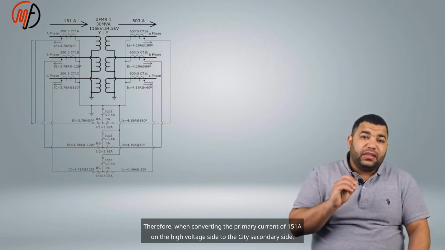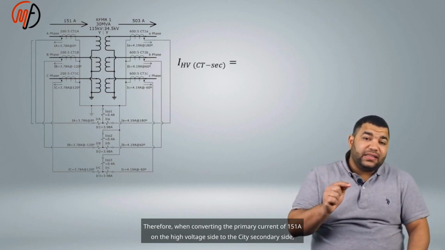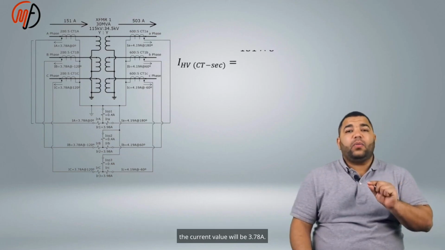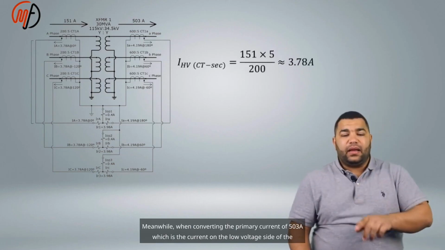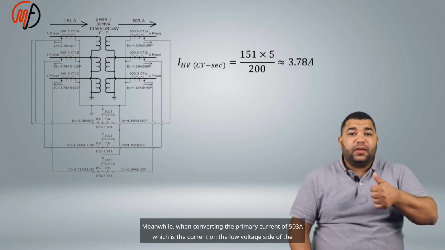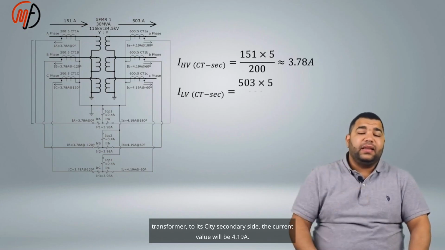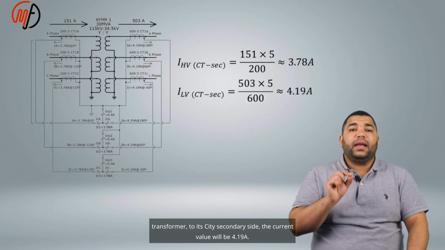Therefore, when converting the primary current of 151 A on the high voltage side to the CT secondary side, the current value will be 3.78 A. Meanwhile, when converting the primary current of 503 A, which is the current on the low voltage side of the transformer, to its CT secondary side, the current value will be 4.19 A.